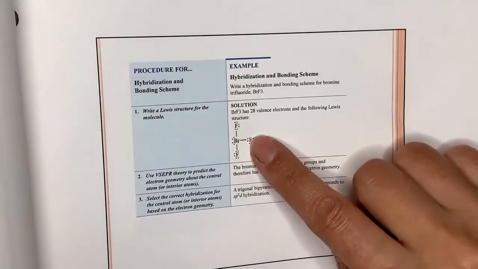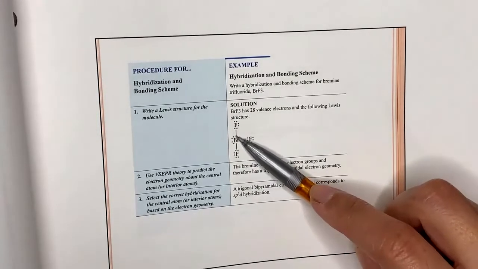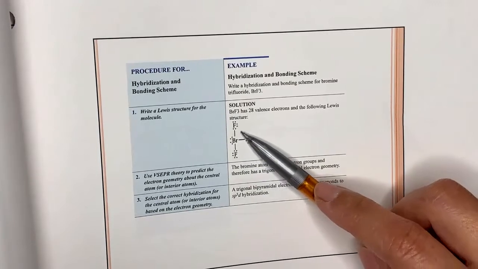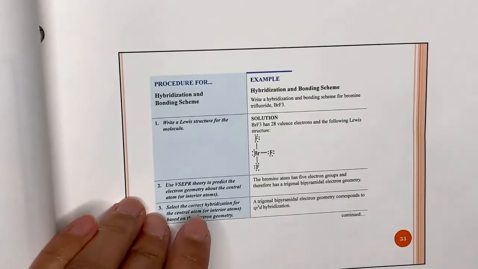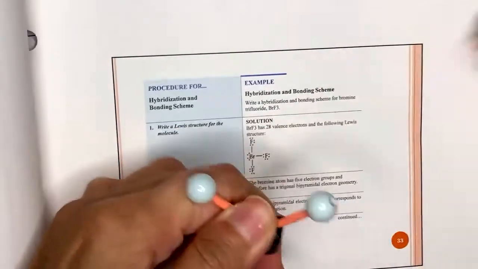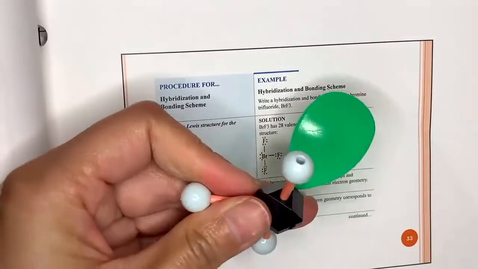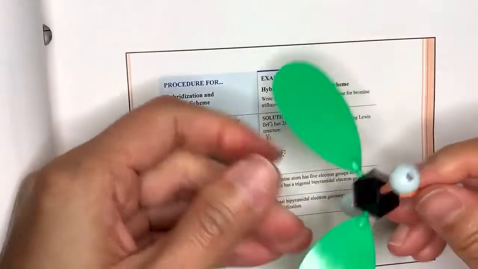See, this is BrF3 when they were drawing it out. Remember, there's 5 groups, and then there's the 2 lone pairs. This is what it looks like, 5 groups. This is my 5 groups, and then I want to put 2 on the 120. Right there, okay? So this is what it looks like right there.